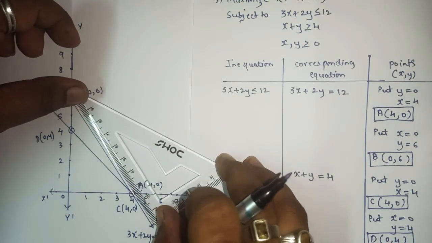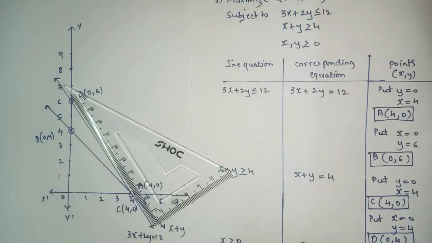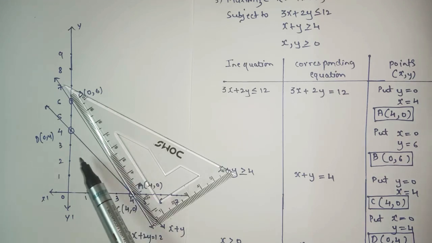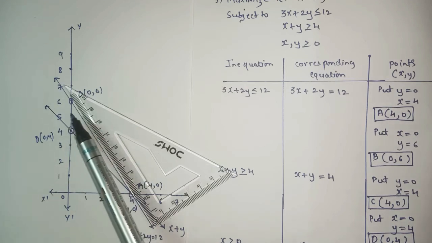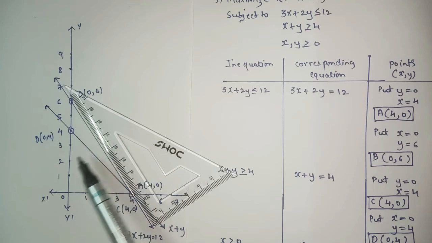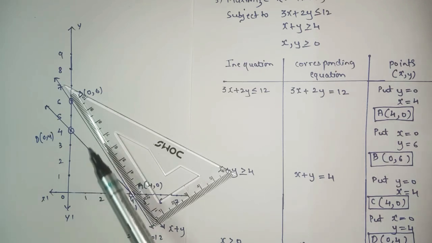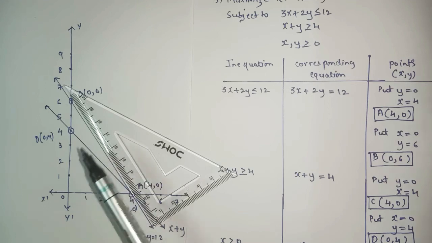Can I say that this is the first equation, this one? For this line, it is less than or equal to, so the feasible region, the shaded portion, will be where? These two parts will come, yes or no? For the first linear inequation, as it is less than or equal to, it will be inside, yes or no? So these two parts will come.